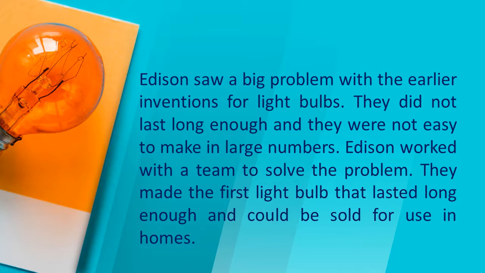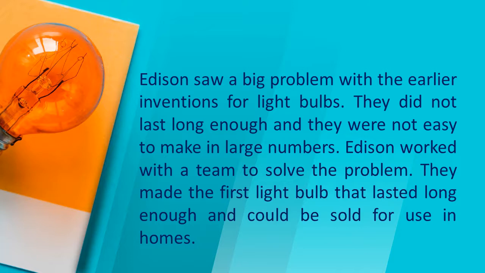So, what did Edison do? Earlier inventions for light bulbs were there, but they did not last long enough. They took lots of time to create and could not be produced in large numbers. So a single bulb took more time, and even that bulb did not last long enough. So Edison worked with a team of researchers to solve the problem.